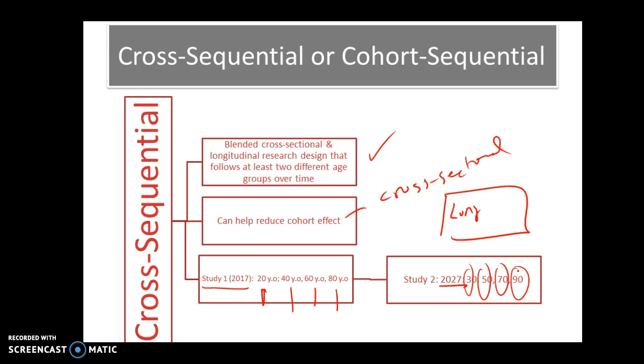Now, you can have study number 3 in another 10 years, study number 4 ten years after that. How many studies you do varies depending upon your funding and what you're trying to find out. But that would be an example of cross-sequential or cohort-sequential research.